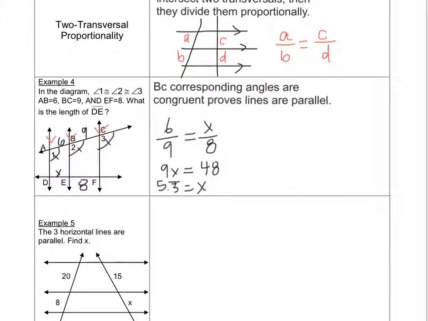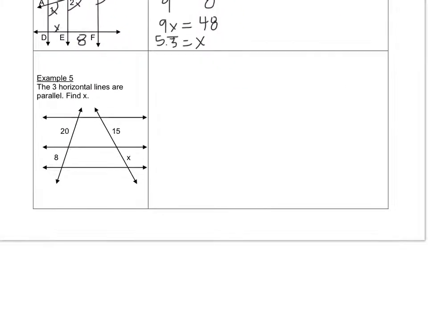Okay, go ahead and turn the page, and let's look at our next problem. So for example 5, we're going to again use our statements about knowing that if these lines are parallel, I know something about these segments. It says the 3 horizontal lines are parallel, so I'm going to mark those parallel. And if they're parallel, then I know that these segments have been divided proportionally, or that 20 over 8 is proportional to 15 over x.